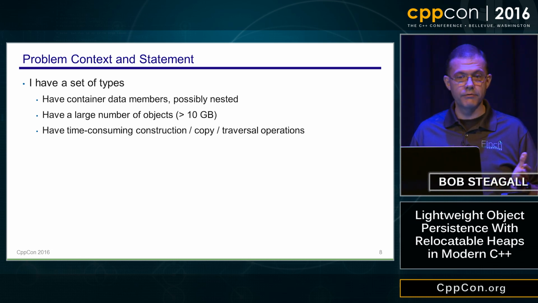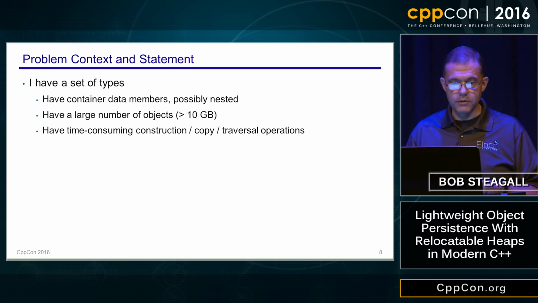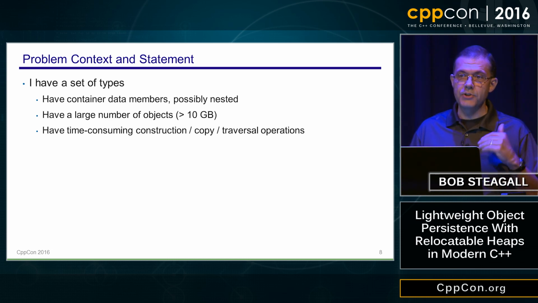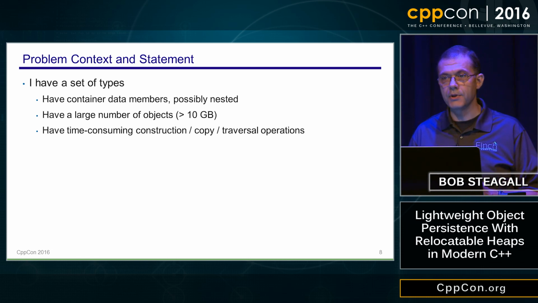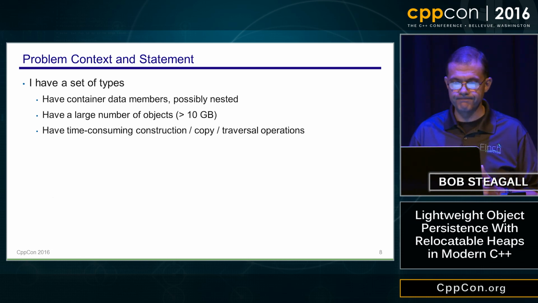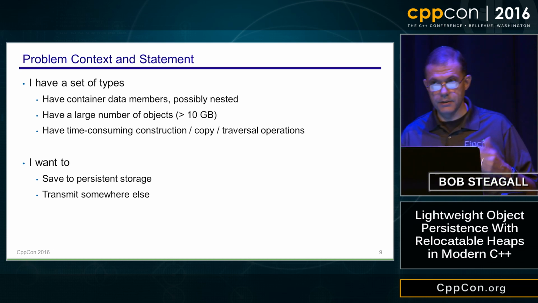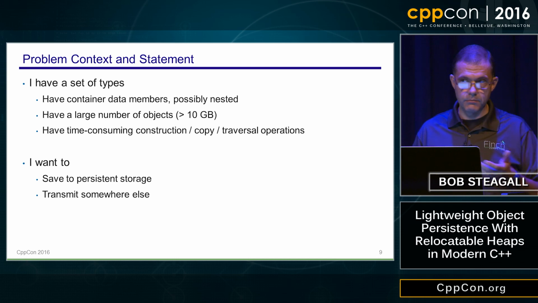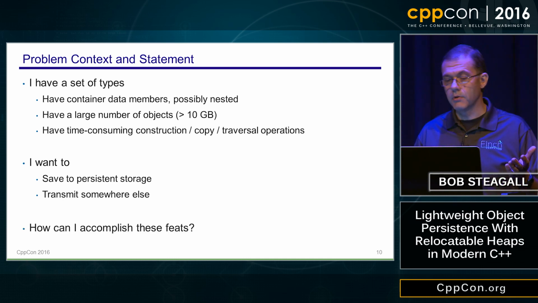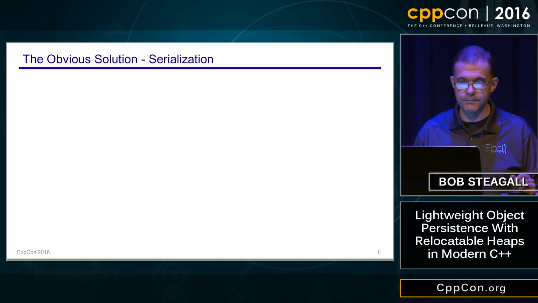I have a large number of these objects in memory, usually more than 10 gigabytes, and quite often substantially more than 10 gigabytes. The objects of these types typically have time-consuming construction or copy or traversal operations. And so, naturally, I want to be able to take this data and save it to persistent storage so I can recall it later and use it, or transmit it across the wire so somebody else can use it. Of course, the question is how to accomplish these feats.